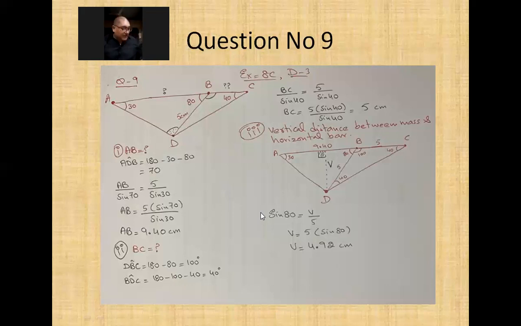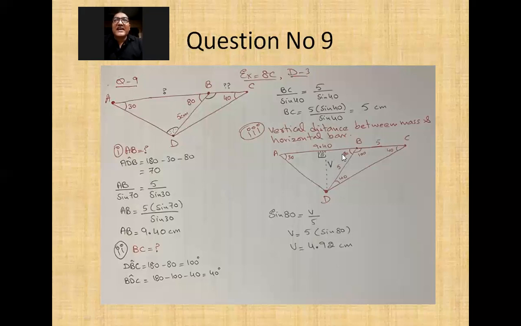The third part here is, he says, the vertical distance between the mass and the horizontal bar. So he wants you to find out this vertical distance between D and this ABC side, which is horizontal. So this vertical distance will make a 90-degree angle with this ABC bar. If this angle is 90, this side angle will also be 90. So it will be a right angle triangle. In this right angle triangle, I know this angle is 80. I know this side is 5, and that will be the hypotenuse of that right angle triangle. I want to know this vertical distance.